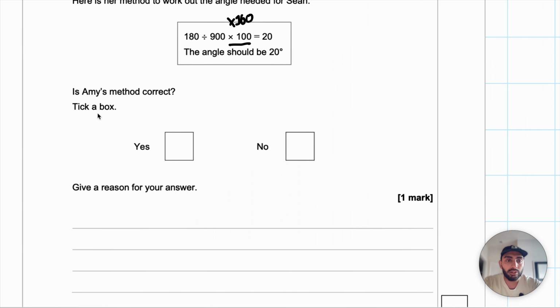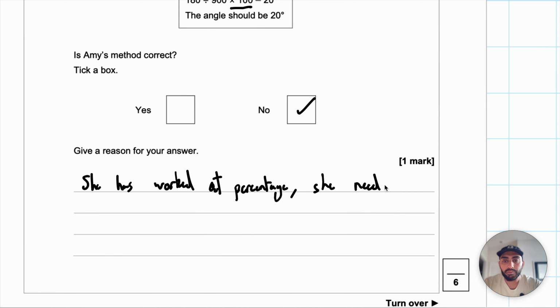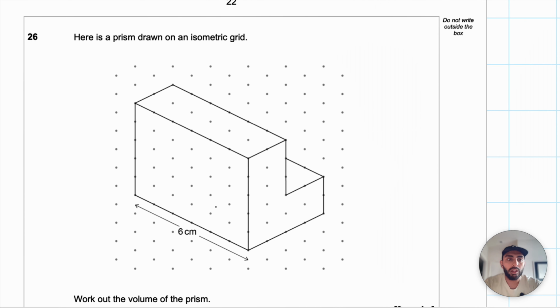So is Amy's method correct? Tick a box. The answer would be no. Give a reason for your answer. She has worked out percentage and she needs to multiply by 360, not 100.